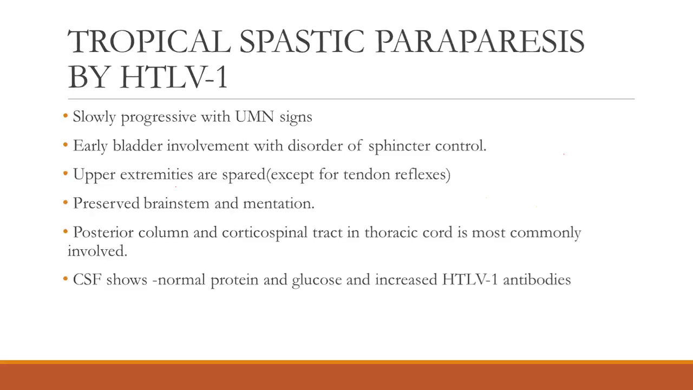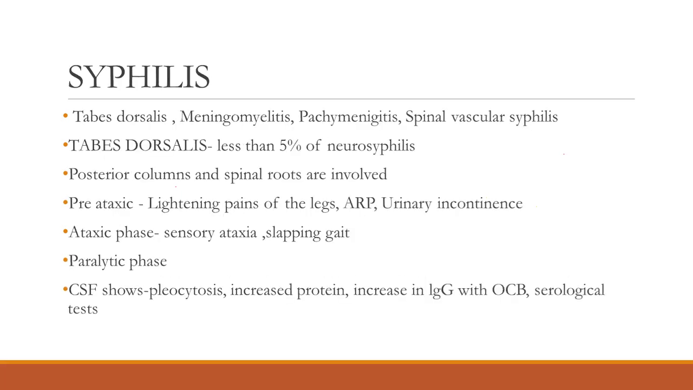Coming to HTLV1 tropical spastic paraparesis, slow progression with UMN signs present. Early bladder involvement is seen, preserved brainstem and mentation, posterior column involvement with corticospinal tract, primarily in the thoracic cord, and CSF associated with normal proteins and glucose with sometimes presence of HTLV1 antibodies.